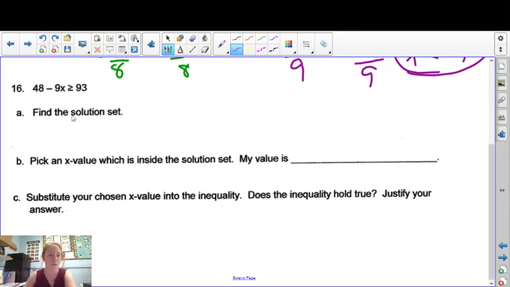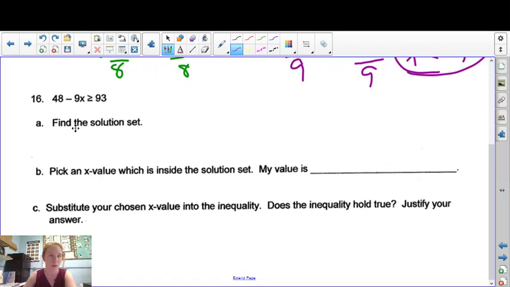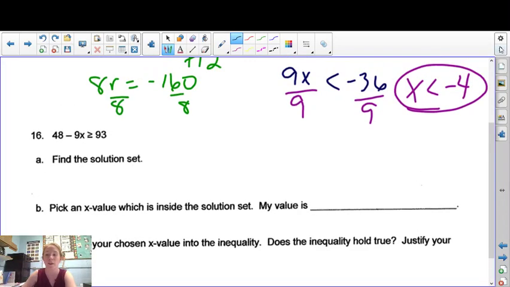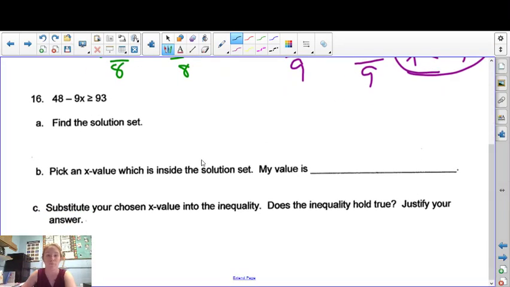Okay, that's why I wrote it this way. I forgot that this is one big problem. So I have 48 minus 9x is greater than or equal to 93. So we're asking to find the solution set. So remember, the solution set is what can my x values be or not be.